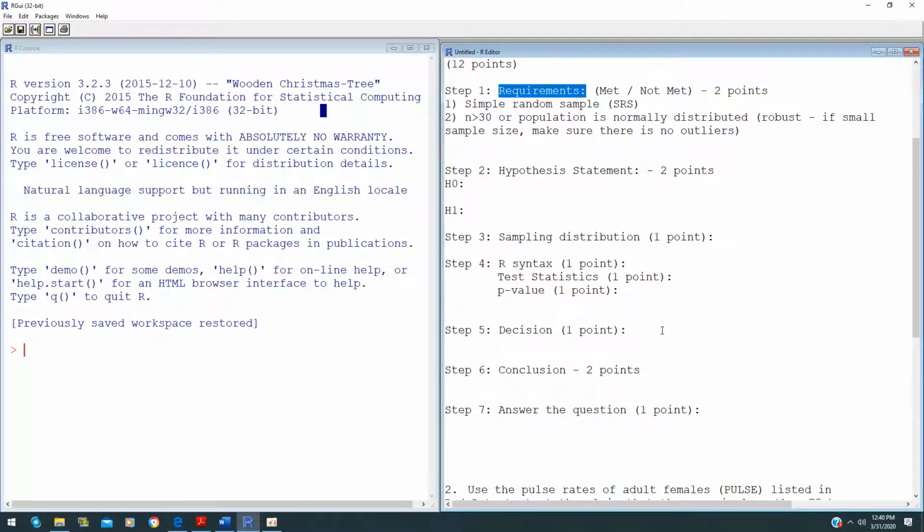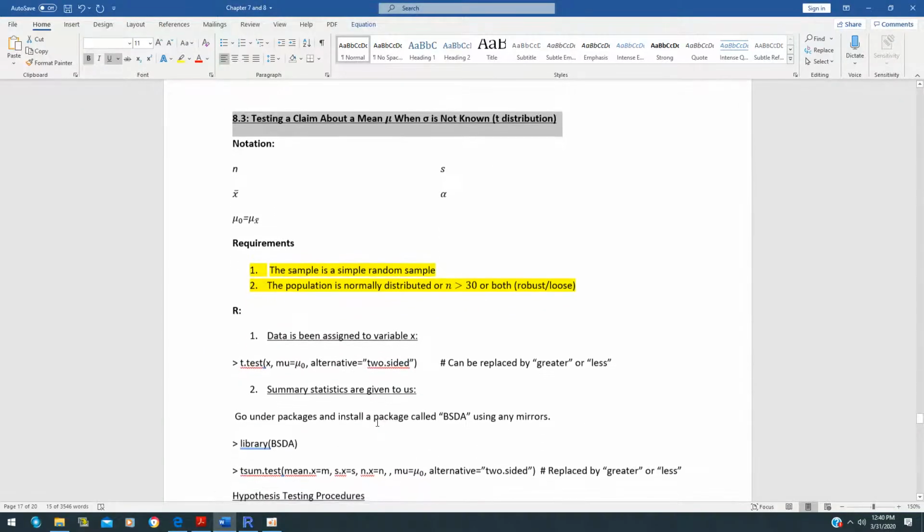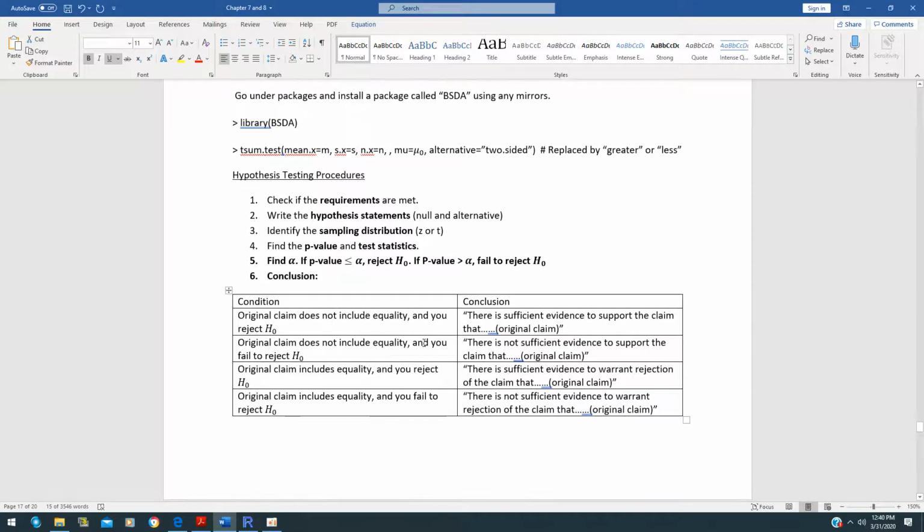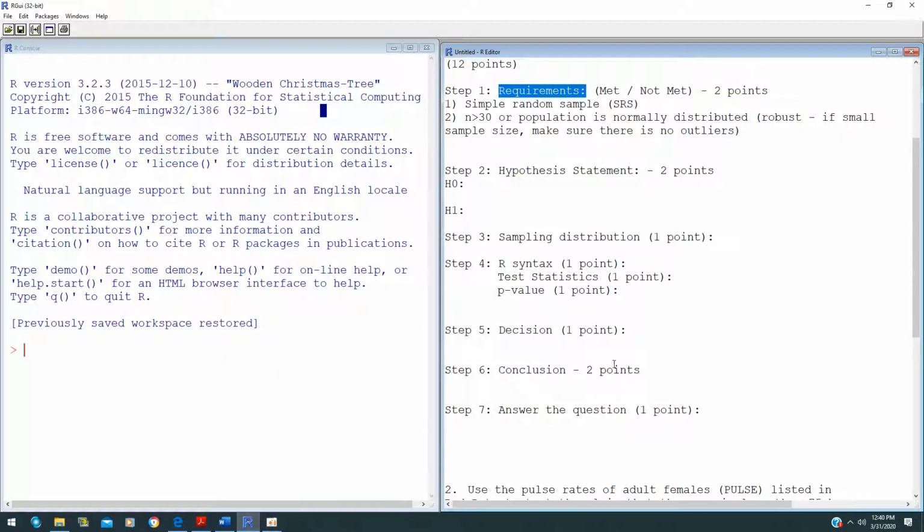The decision is based on the p-value and alpha. Either you reject or you fail to reject the null hypothesis. That's worth a point. Conclusion. This is the conclusion based on the conditions we have. So in order for you to make this conclusion, it's also worth 2 points.